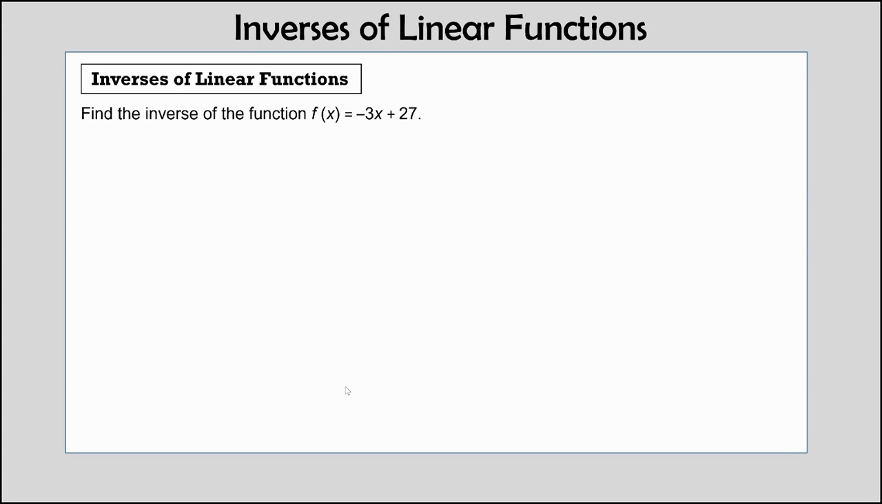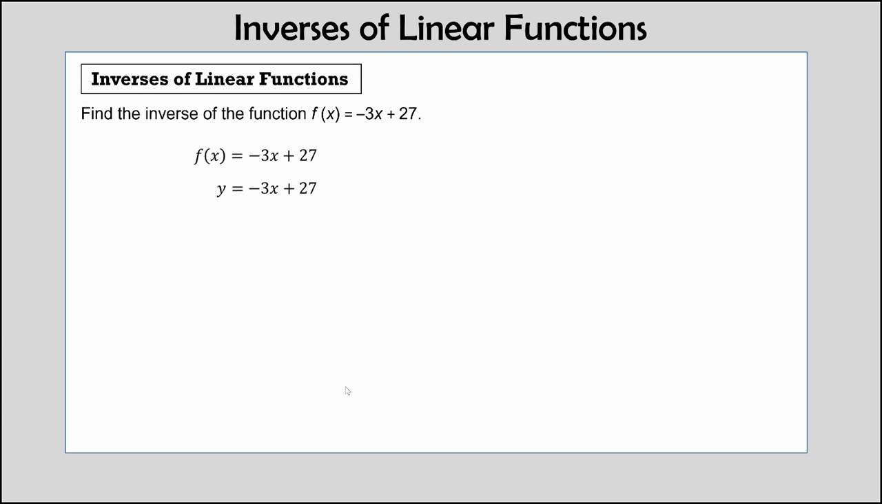Okay. So find the inverse of this function: f of x equals -3x plus 27. So this function, if you put an input in there, you'll get an output. We want to write a function that will undo all those. So here's how we do it. Start with f of x equals -3x plus 27. That's given. Replace f of x with y.